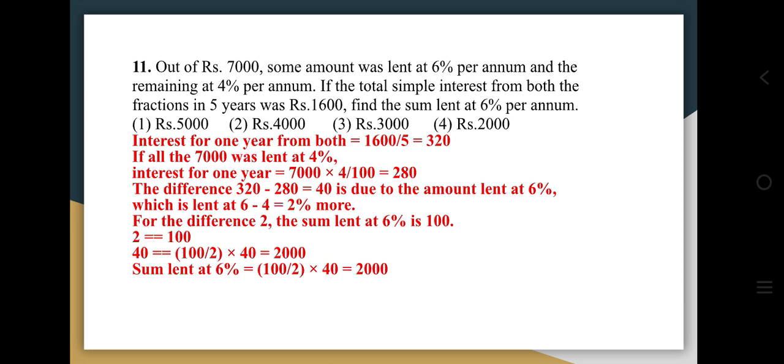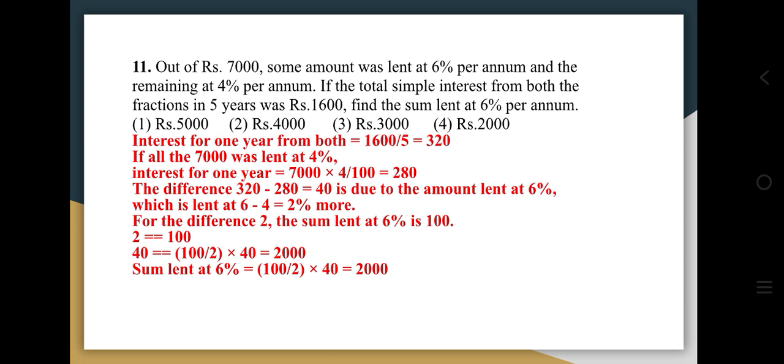But the actual interest received was 320. If all the amount was lent at 4%, the interest is 280. So the difference is 320 minus 280, that is 40. So the difference 40 is due to the amount lent at 6%. Because some of the amount is lent at 6%, that is for higher interest, the actual interest is 40 more than the 280.